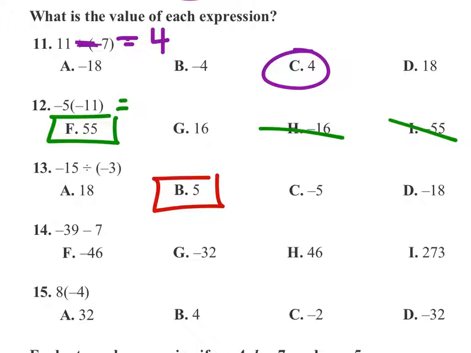That's good. 14. Well, we're starting at negative 39. Then we're going to go to the left 7. Then we'll be deeper into the negatives, you guys. So be careful on those. 15 is 8 groups of negative 4, which is D. Very good.